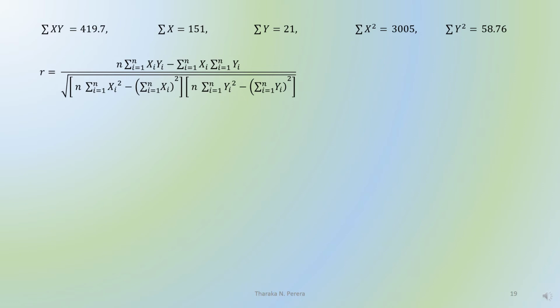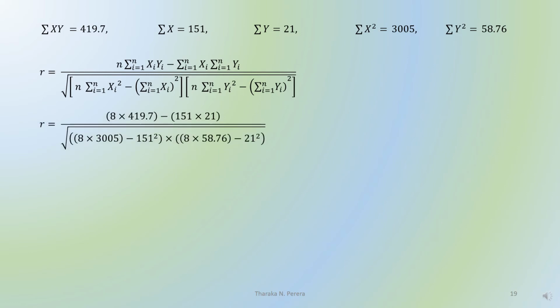In the denominator, sigma x squared is the summation of the x squared column. And the squared of sigma x is the squared value of the summation of the x column. As well as sigma y squared is the summation of the y squared column, and the squared of sigma y is the squared value of the summation of the y column. Then I applied the data.